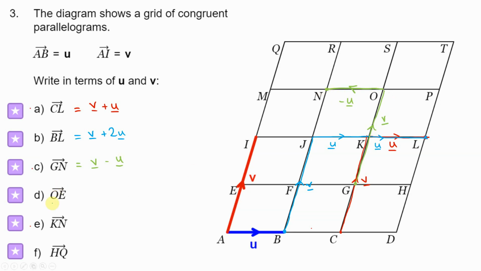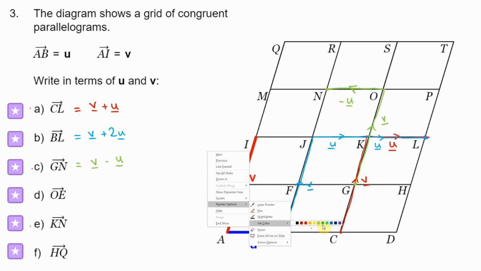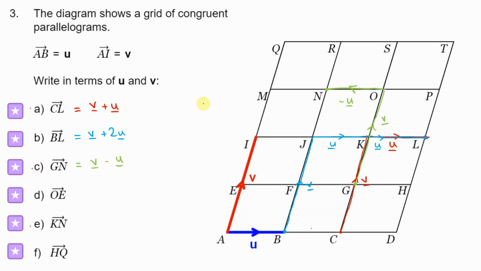Okay, pause the video, have a go at OE. So O is going to be here, and E is down there. Okay, hopefully you've had a go at that. I know I've just covered that up, so if not, you can pause it now and have a go. So, hopefully you've had a go at that now. O to E. I'm going to clean my screen after this one. So O to E. Well, I want to go 1, 2 to the left.